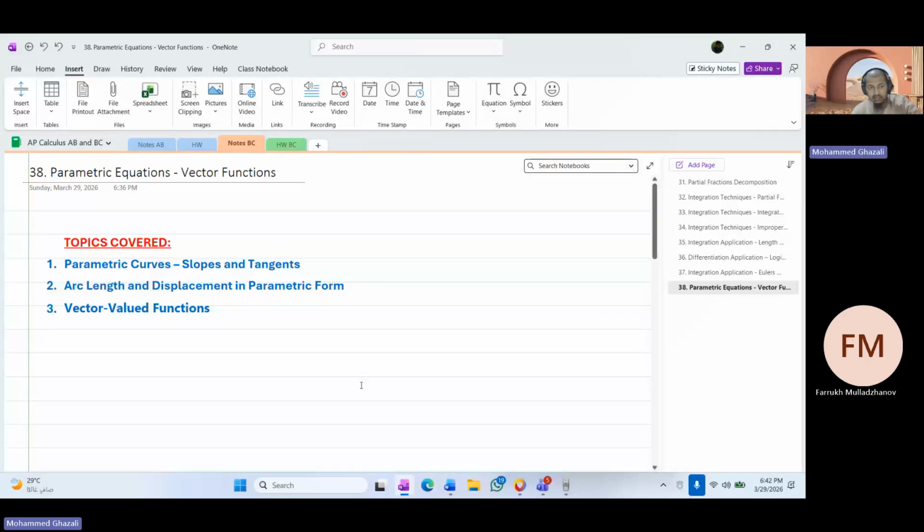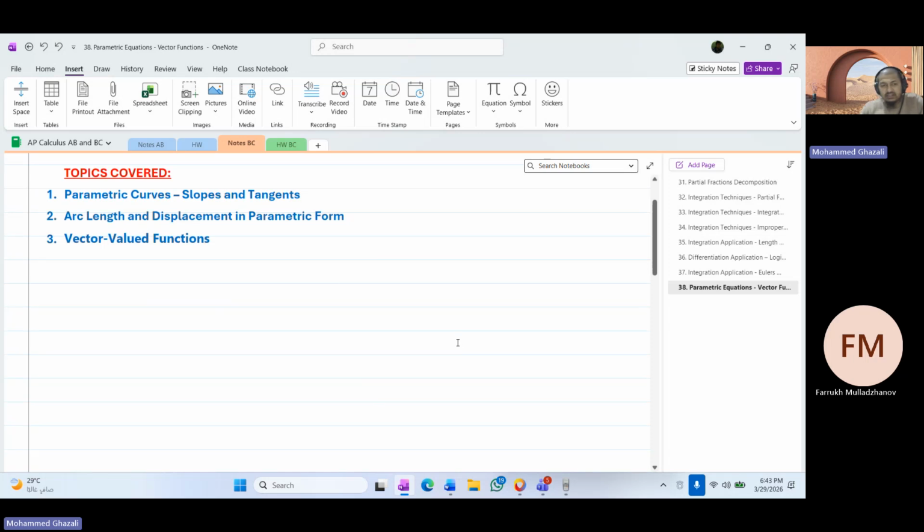Lesson, AP Calculus BC course. In this lesson, we will be studying 3 different topics, which are parametric curves, slopes, and tangents. We will be looking at some of the parametric graphs that we can draw, and analyze the slopes and tangents of that function, as well as calculating arc lengths and displacements in parametric form, looking at parametric equations and how to find the arc length and displacement, and then finally the vector valued function.